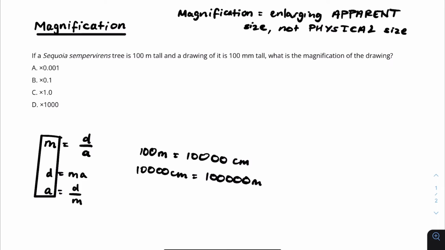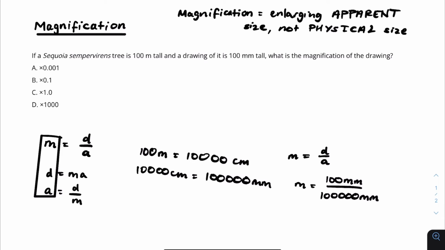So now we can solve for the magnification. We know that magnification is equal to drawing size over actual size, if we use this part of the equation over here. The magnification is therefore equal to the drawing size, which is 100 mm, over the actual size of 100,000 mm.